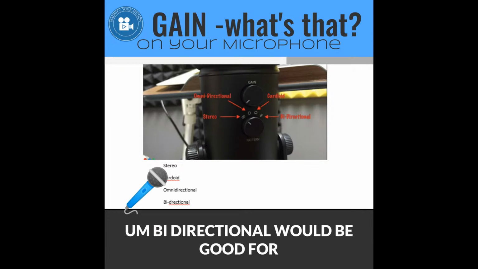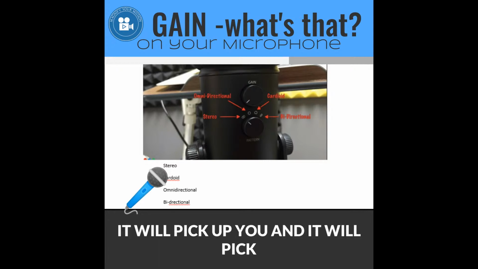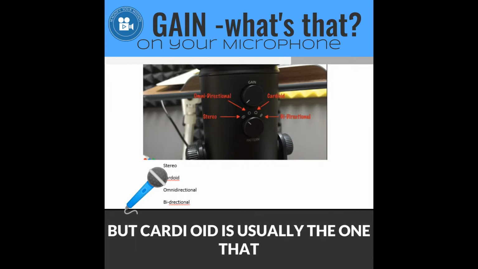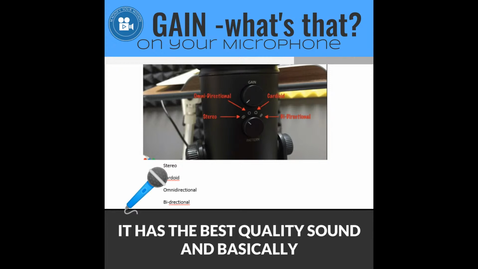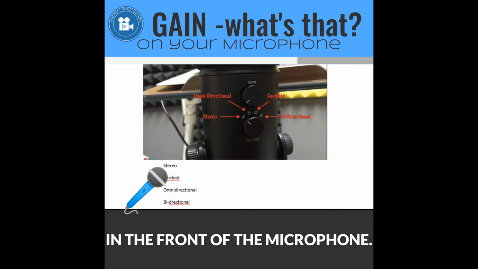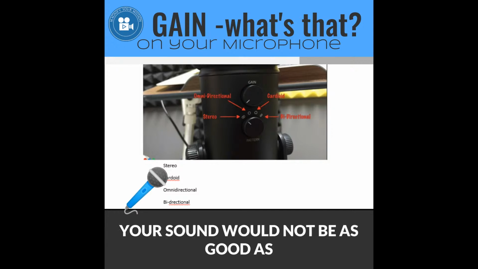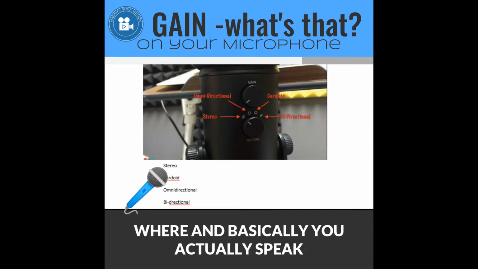Bidirectional would be good if you are talking to another person and interviewing them. It will pick up you and it will pick up the other person. But cardioid is usually the one that you want to use when you're podcasting. It has the best quality sound, and basically it picks up the sound in a small area in front of the microphone. So if you were to turn the microphone around, your sound would not be as good as if you're speaking right into it.